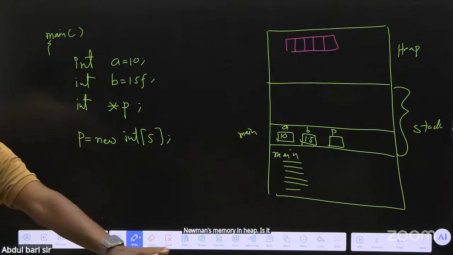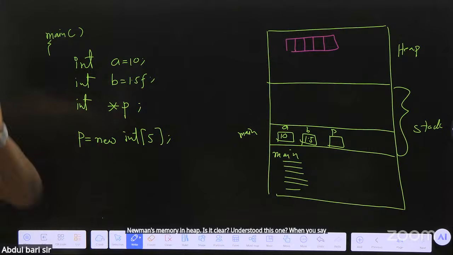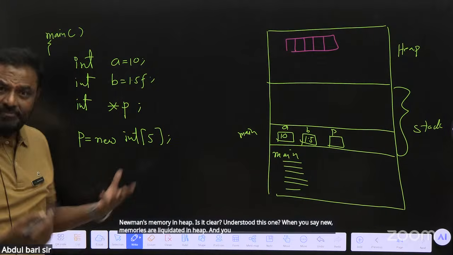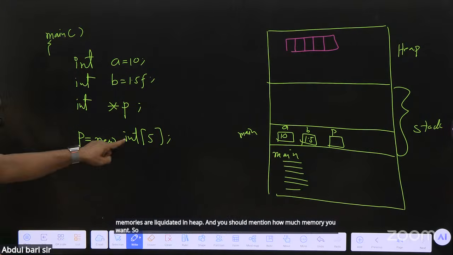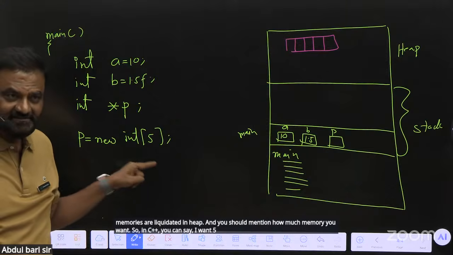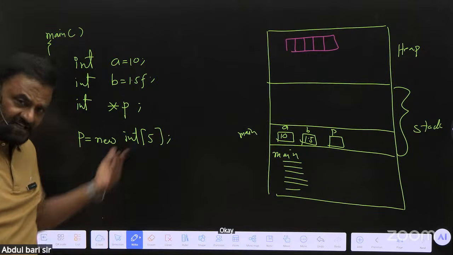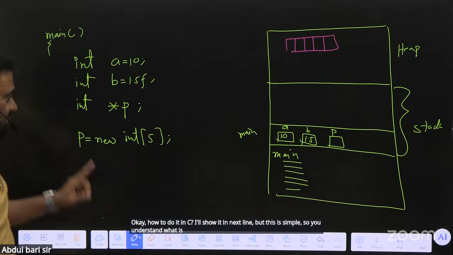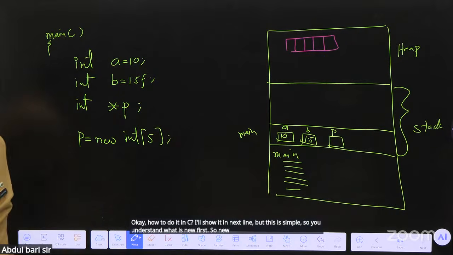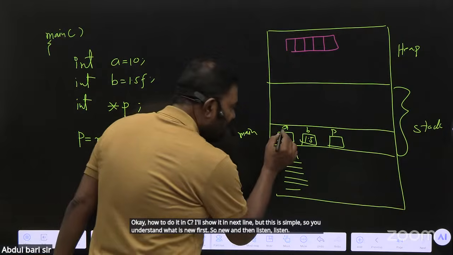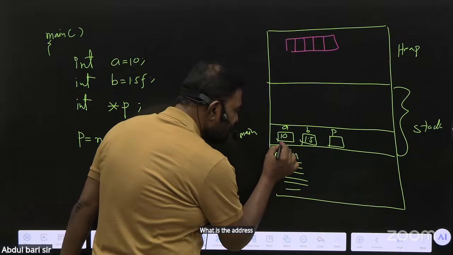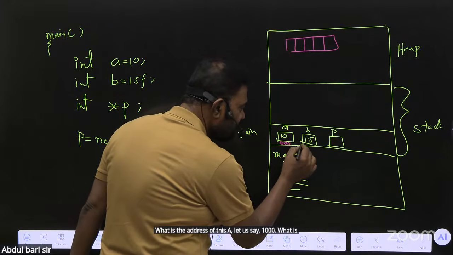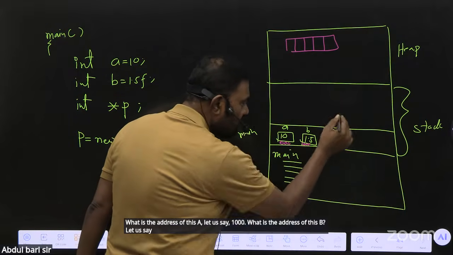Is it clear? Understood this one? When you say new, memory is allocated in heap, and you should mention how much memory you want. So in C++, you can say I want 5 integers like this. How to do it in C, I'll show in the next line, but this is simple, so you first understand what new is. So new int. Then listen. What is the address of this A? Let us say 1000. What is the address of this B? Let us say 1002. What is the address of P?